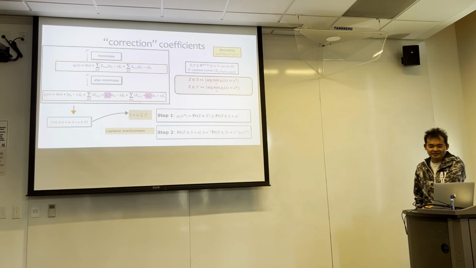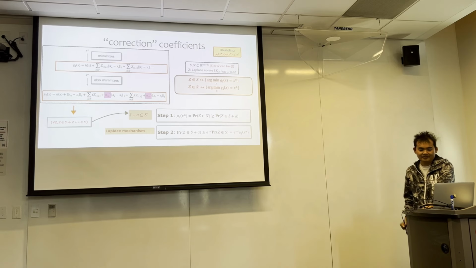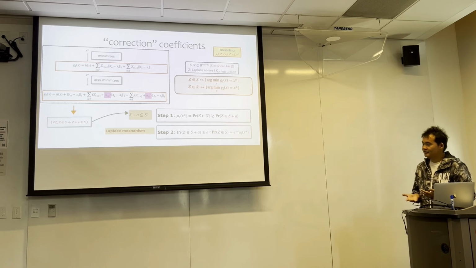And for the lower bound side, you just need to do something very similar, the other way around, by adding correction coefficients on G1 to simulate the effect of this extra term.